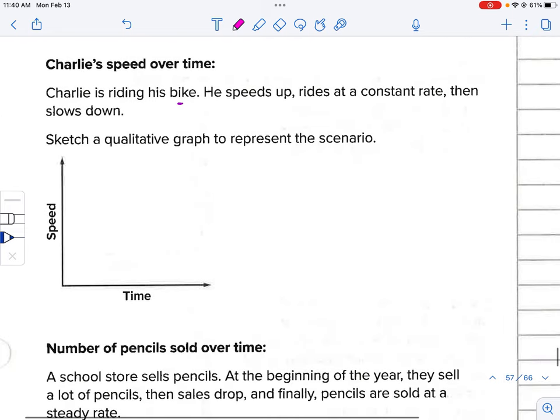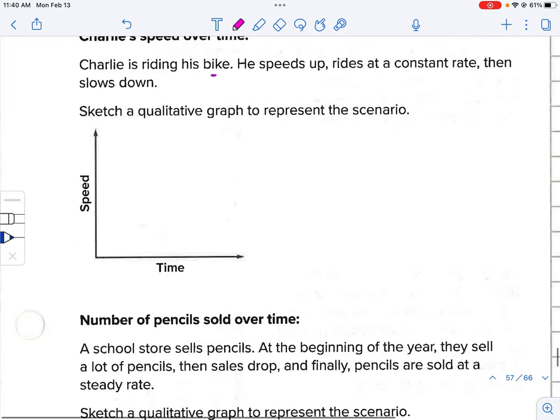So it says Charlie is riding a bike. He speeds up, he rides at a constant rate, then he slows down. Make sure you understand that this says speed. It does not say elevation. So we don't know if he's going uphill, downhill, if he's on a straightaway. It doesn't matter. This is talking about his speed or her speed. Charlie is riding a bike. Speeds up, so his speed gets bigger or higher. Then he stays at a constant rate. His rate doesn't change. It stays exactly the same. Then his rate slows down.